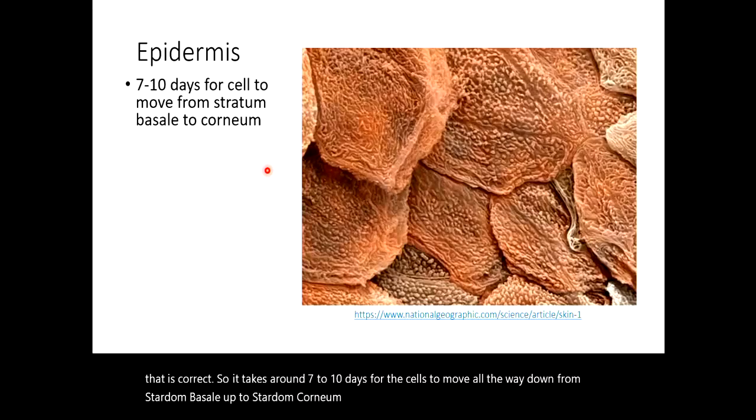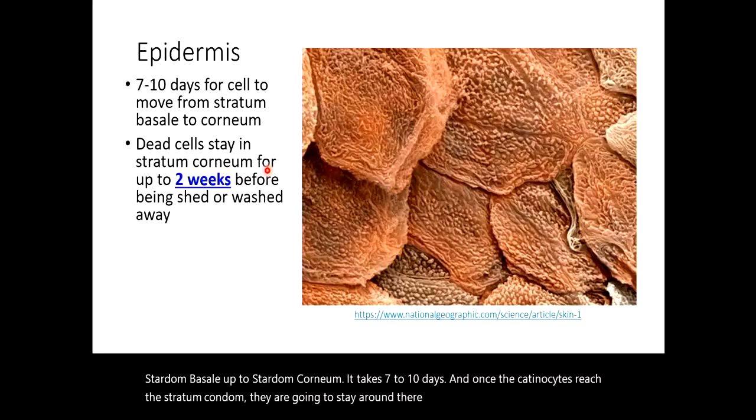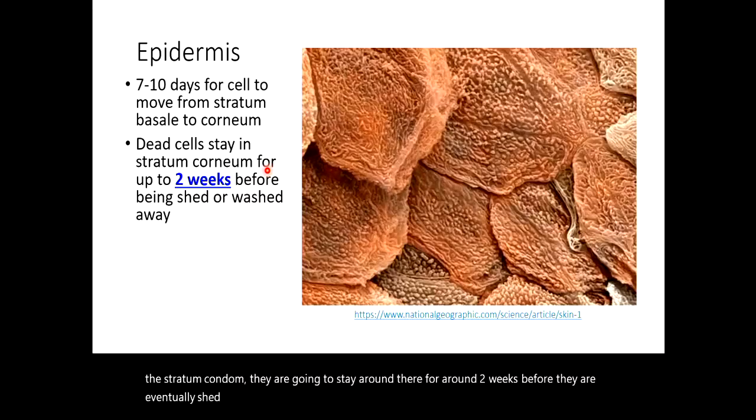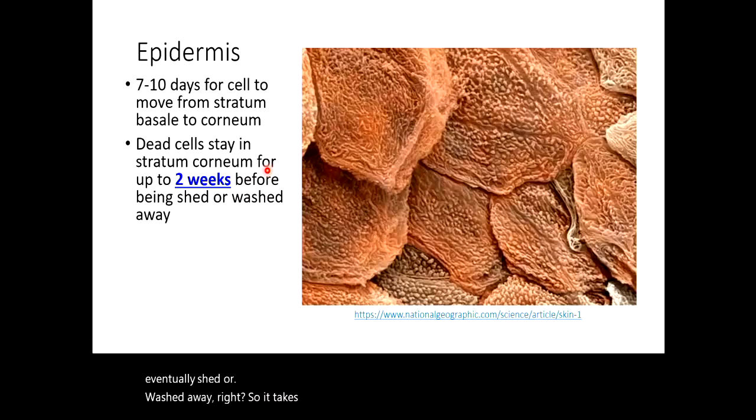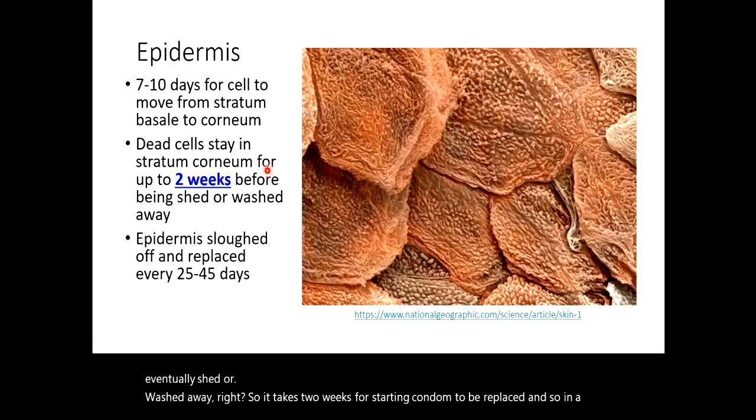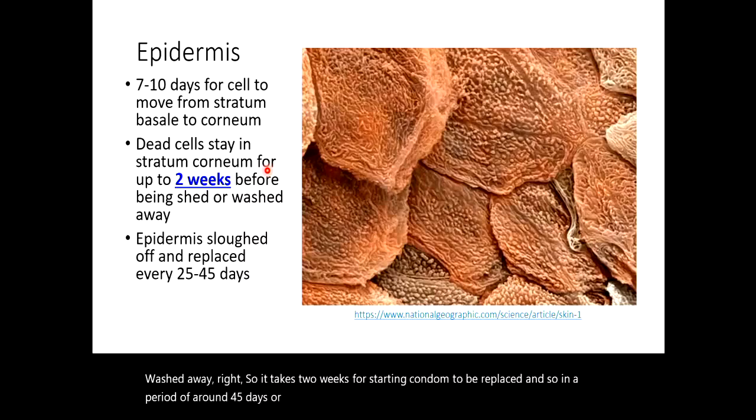It takes 7 to 10 days, and once the keratinocytes reach the stratum corneum, they're going to stay around there for around 2 weeks before they are eventually shed or they are washed away. Right? So it takes 2 weeks for stratum corneum to be replaced. And so in a period of around 45 days or so, your entire epidermis is replaced. And so that's why if you get a tan over the summer, it doesn't last too long, right? It's gone within a month or two.